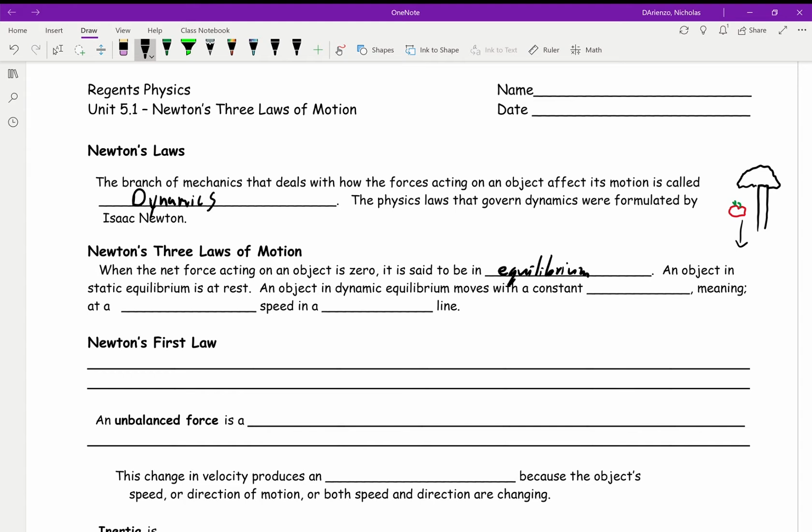An object that is in static equilibrium is not moving, it's at rest. So we want to think static, rest. An object in dynamic equilibrium is moving with a constant velocity, meaning that it's moving at a constant speed in a straight line. And a good example for this, I think, is the ISS, the International Space Station.